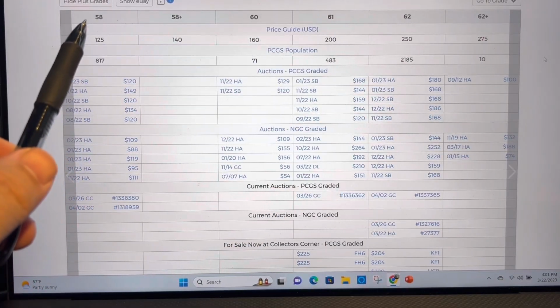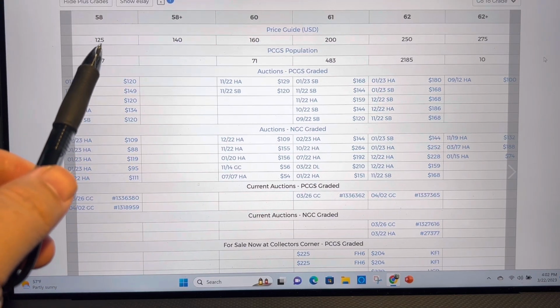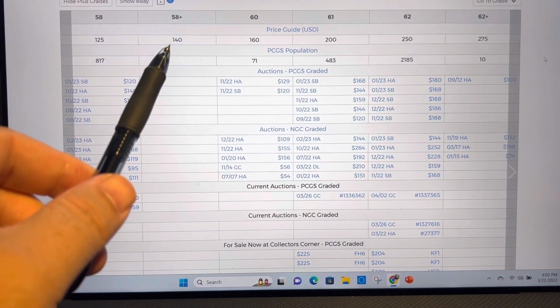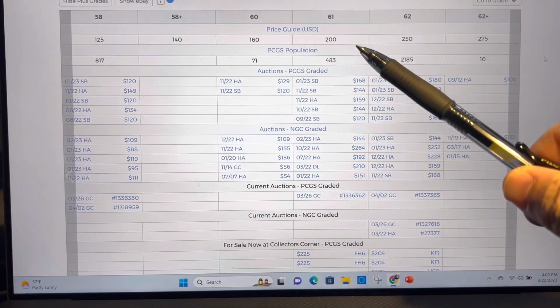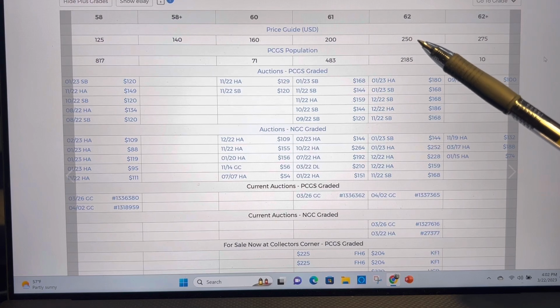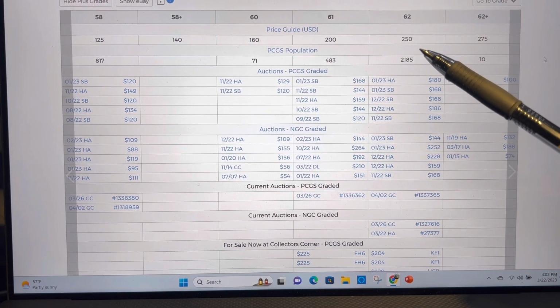You're going to notice the numerical grade across the top. We have 58 here. That's 125. There's a 58 plus, 140. But when you get across to the mid-state grades, you're going to notice that the price jumps up considerably. So if we have that 61, it's 200, and 62 is 250.